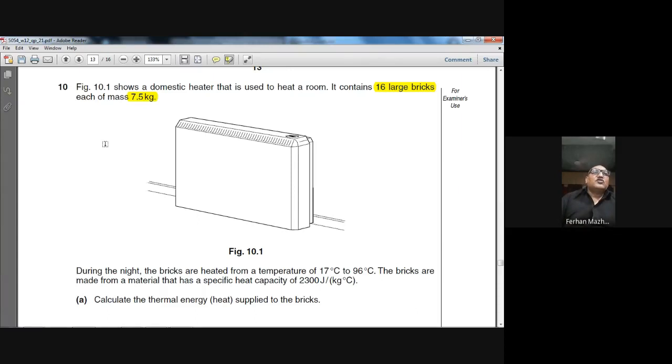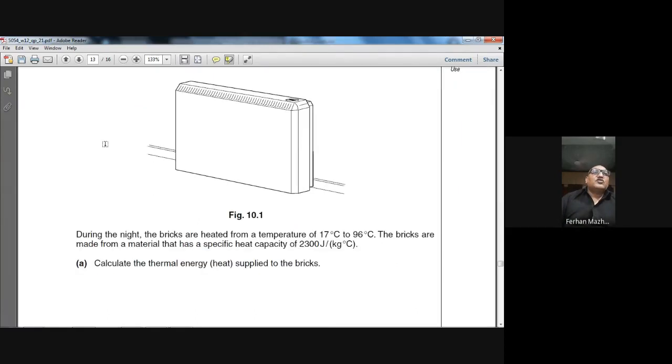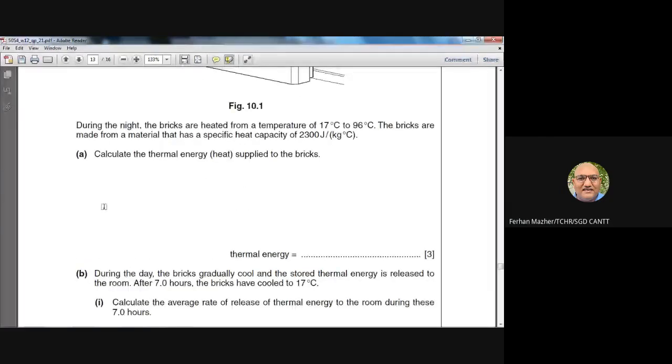So the question is, during the night, the bricks are heated from a temperature of 17 degrees centigrade to 96 degrees centigrade. The bricks are made from a material that has a specific heat capacity of 2300 joules per kg per degree centigrade. Calculate the thermal energy (heat) supplied to the bricks. You see, here the temperature change is involved, so we can find out the amount of heat required.